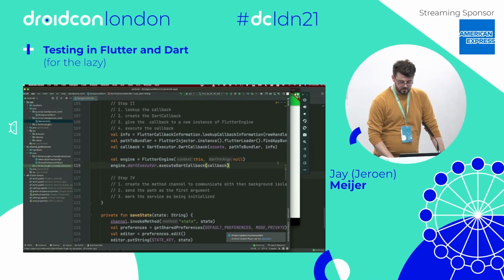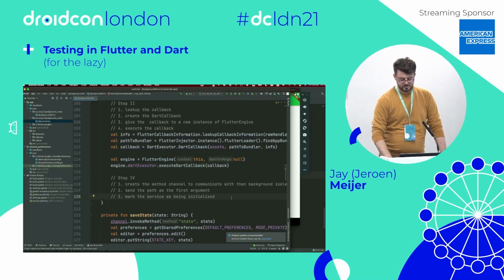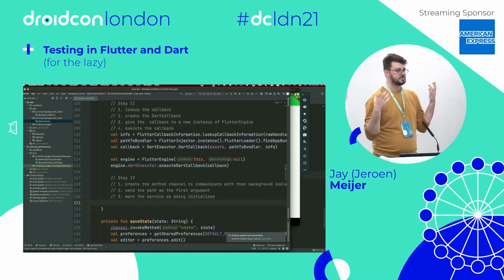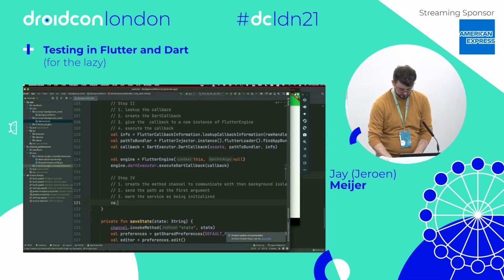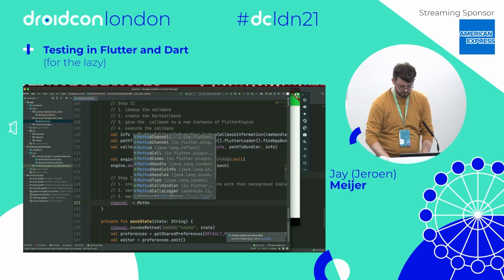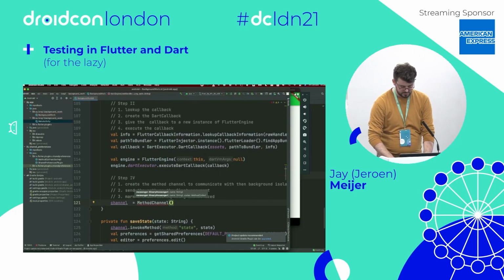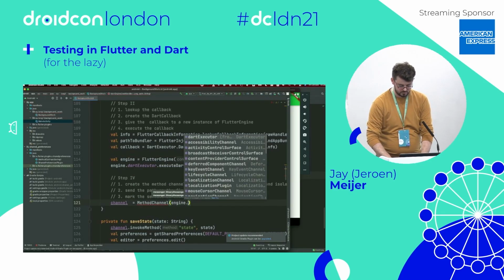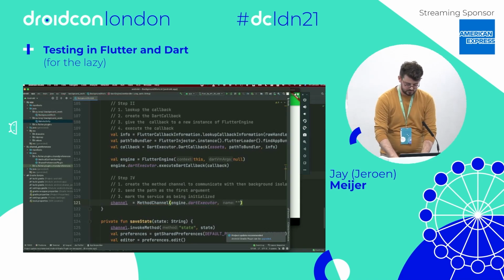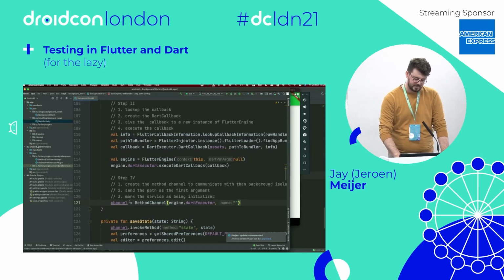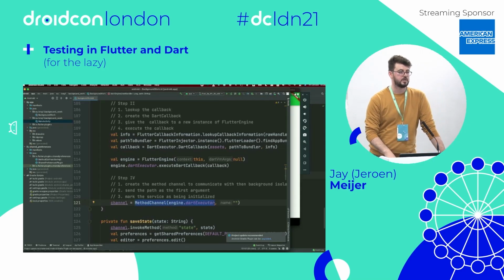In this case, we want to create a method channel that actually works on the other engine that we created. So basically, at the same time, in our application, we have two engines. Let's do a normal method channel. This time, it's going to be engine.dartExecutor. What this does is that instead of creating the method channel on the main isolate, we're going to use the isolate that we just started on the background function. So let's give it the same name.